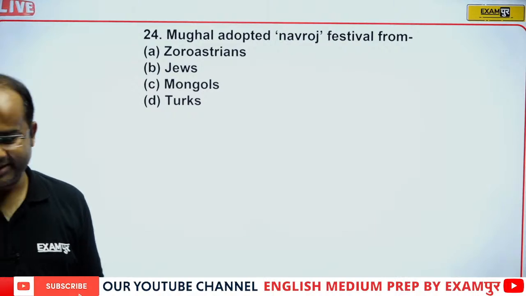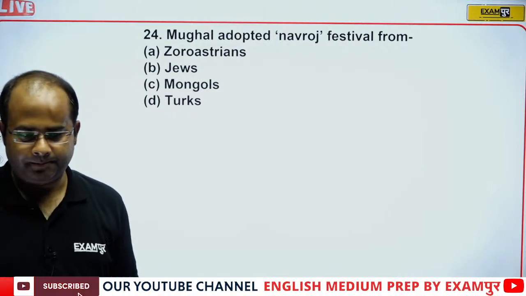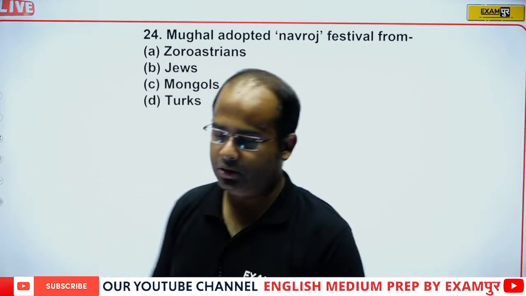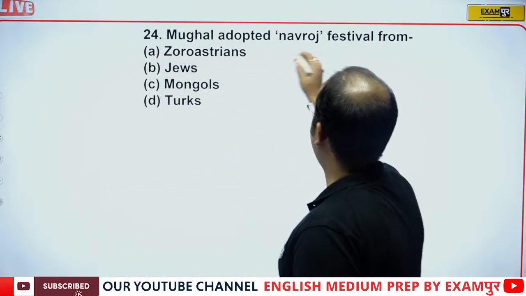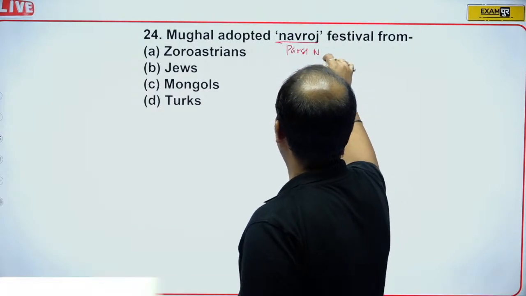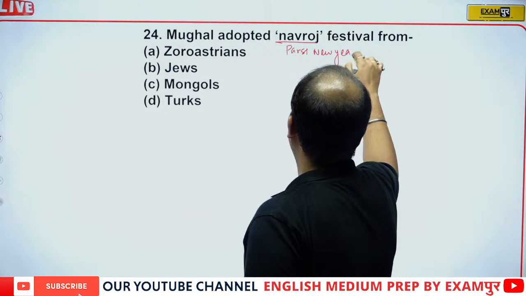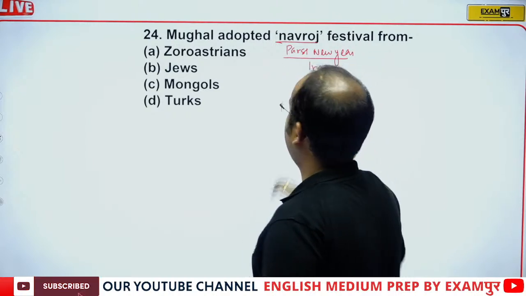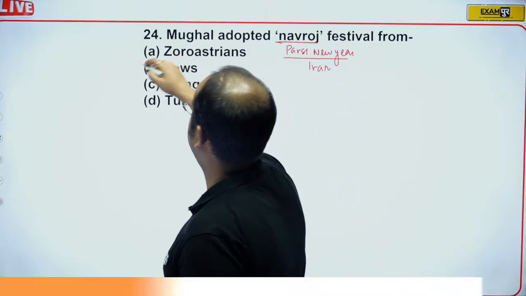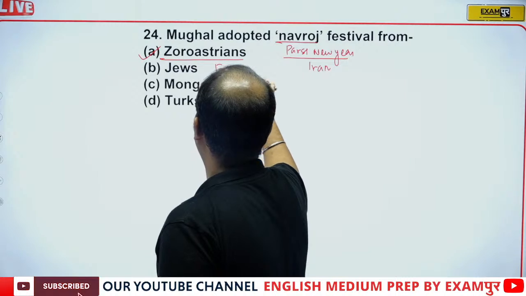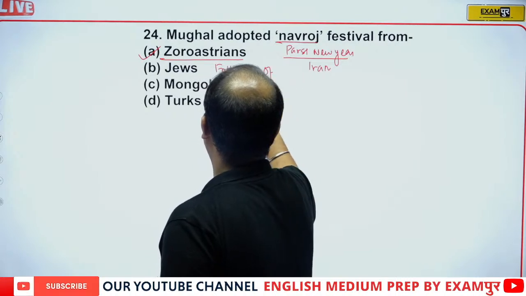Okay, Monica, you are saying Mongols. Guys, it was not adopted from Mongols or Turks. Navroz is the Parsi New Year. And the Parsi religion was in Iran. And the Iranians were the followers of Zoroaster.